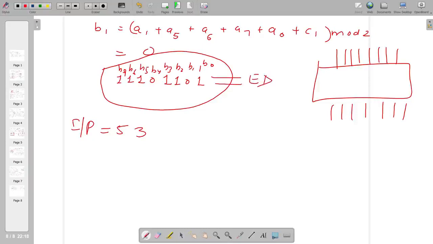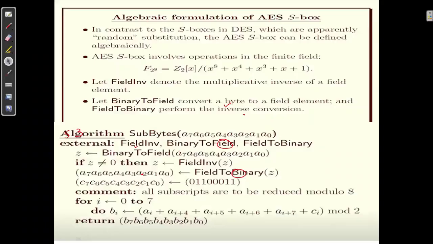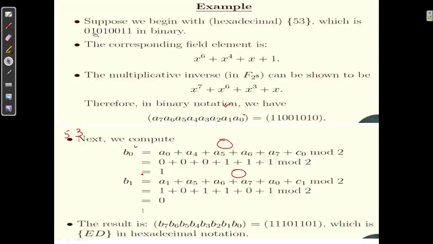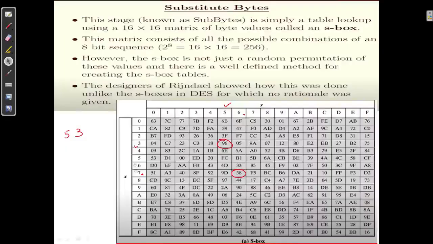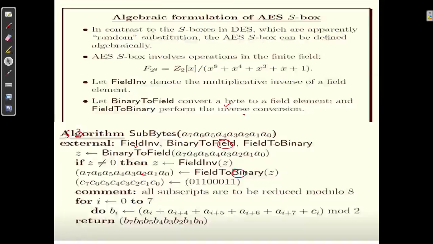Now we will confirm from the S box table whether we calculated it correctly or not. So this is the S box. In the fifth row and third column it comes out to be ED. So this is how we calculate the S box. This is about the S box of AES.